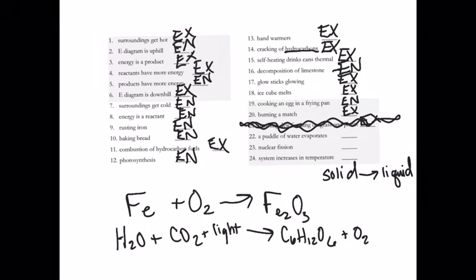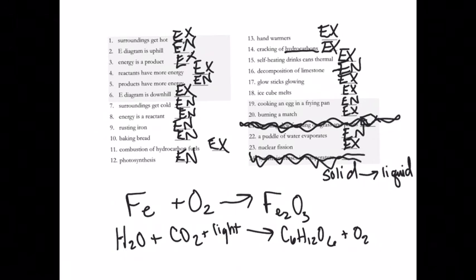Okay. Puddle of water evaporating. That one is going to be endothermic. Nuclear fission. You create a lot of heat. That's the reason why we use it as an energy source, use nuclear. And then we're going to scratch 24 as well because we're not really getting into the definition of system yet. So don't worry about those ones.